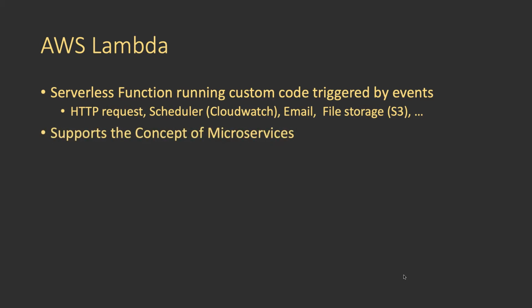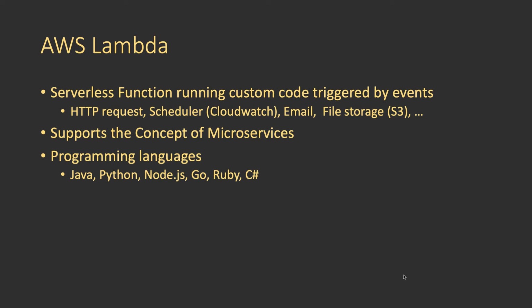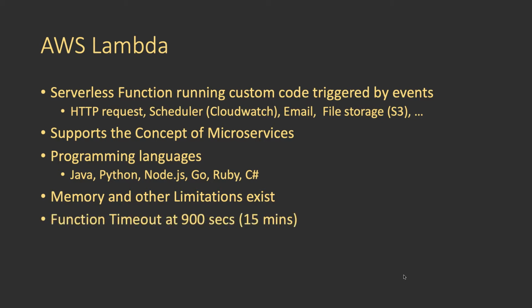AWS Lambda is a very good support for the architecture of microservices. Programming languages you can use to write a Lambda function are, for example, Java, Python, Node.js, Go, Ruby, or C#. It is important to know that there are some limitations for a Lambda function. For example, the used memory, or whatever you plan on executing with your Lambda function, it should be done in between 900 seconds or 15 minutes.